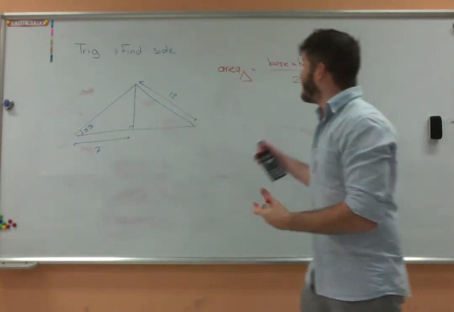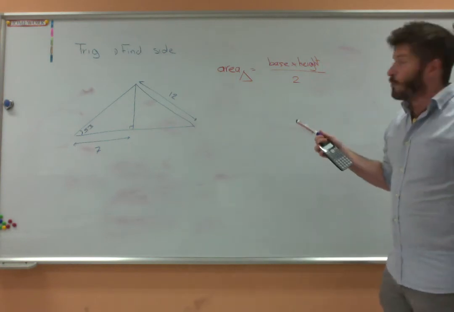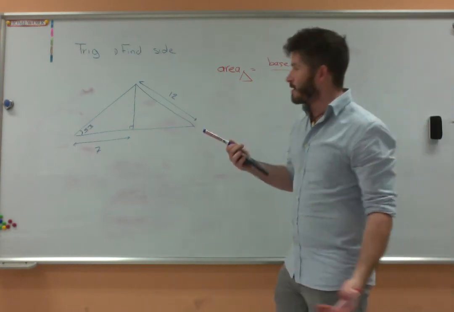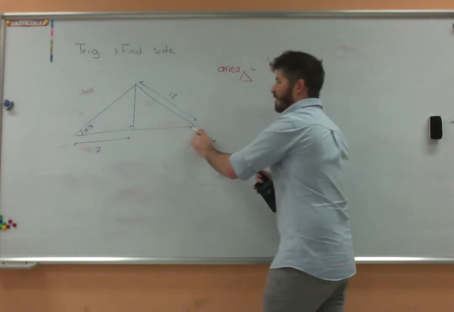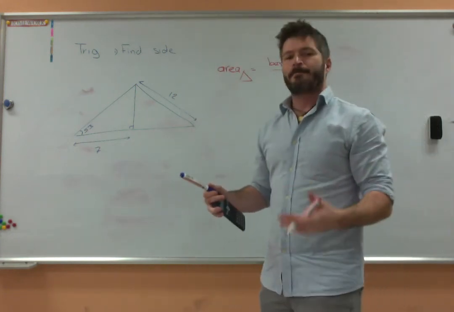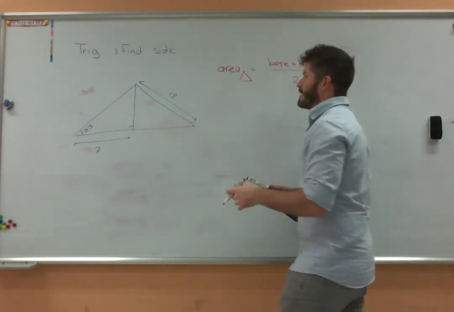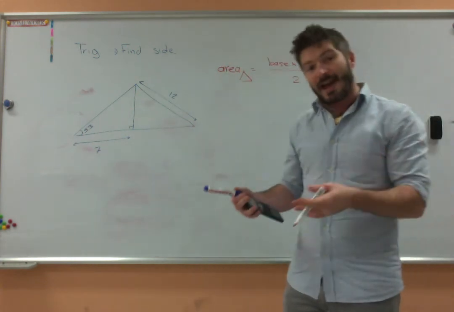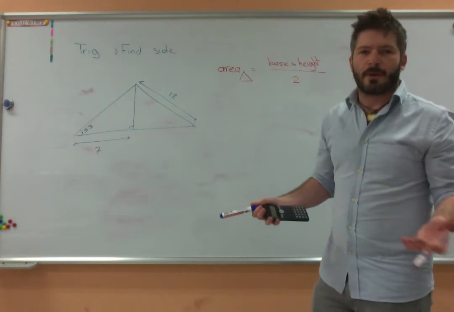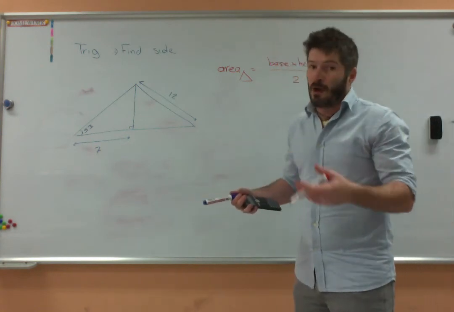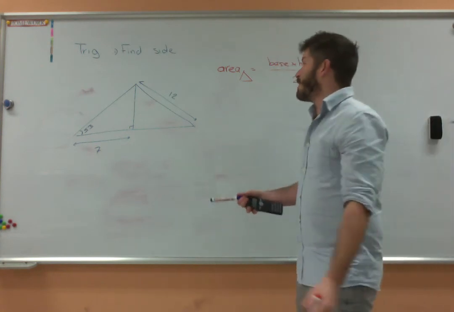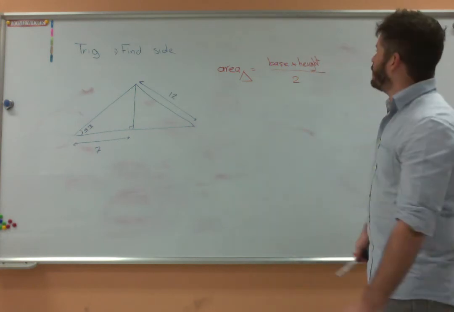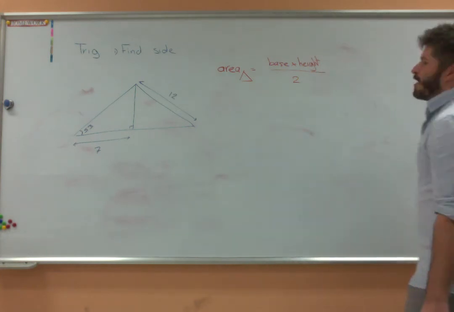That being said, we are not given that information yet. We are not given the base, because the base would be from this point to this point, and we don't know that yet. And we are missing the height as well. The height is not given to us. If we had it, yes, of course, that would work. But if we don't have it, then we probably need to find it. So, the first question is, what do we look for first, the base or the height?